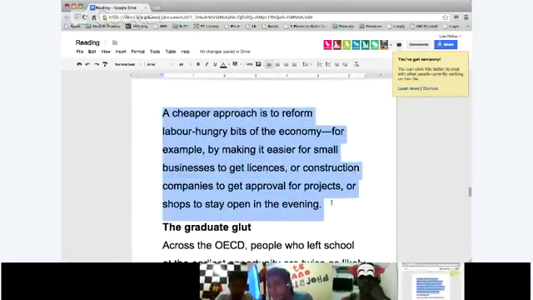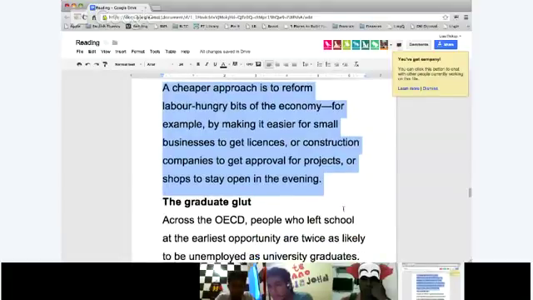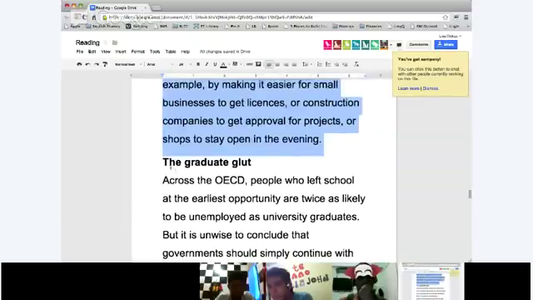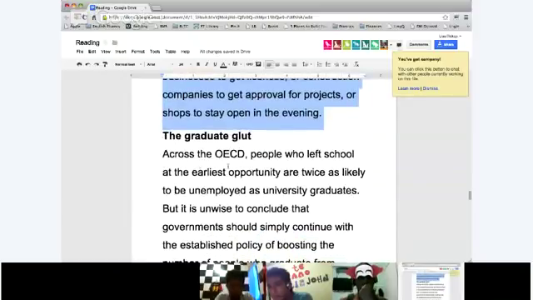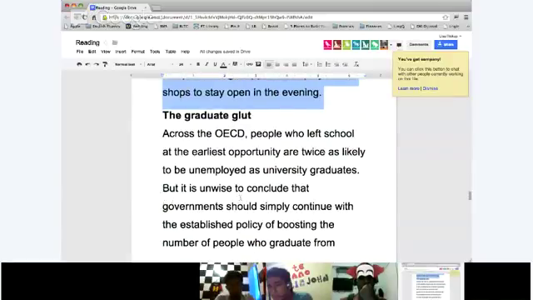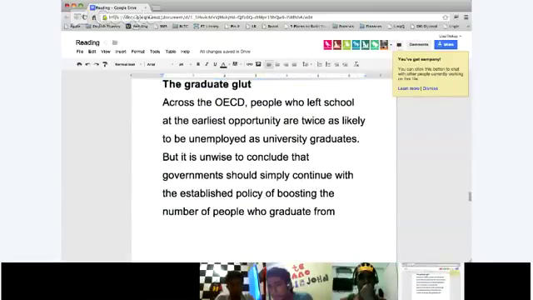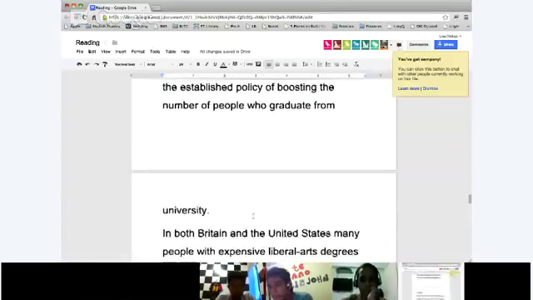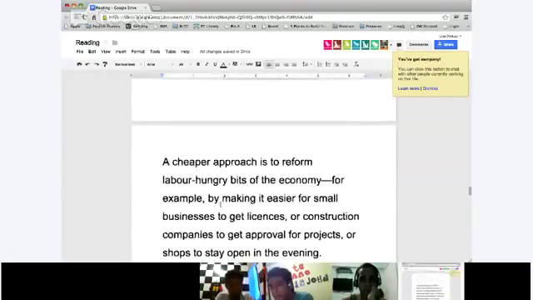For example, by making it easier for small businesses to get licenses or construction companies to get approval for projects or shops to stay open in the evening. The graduate glut. Across the OECD, people who left school at the earliest opportunity are twice as likely to be unemployed as university graduates. But it is unwise to conclude that governments should simply continue with the established policy of boosting the number of people who graduate from university.